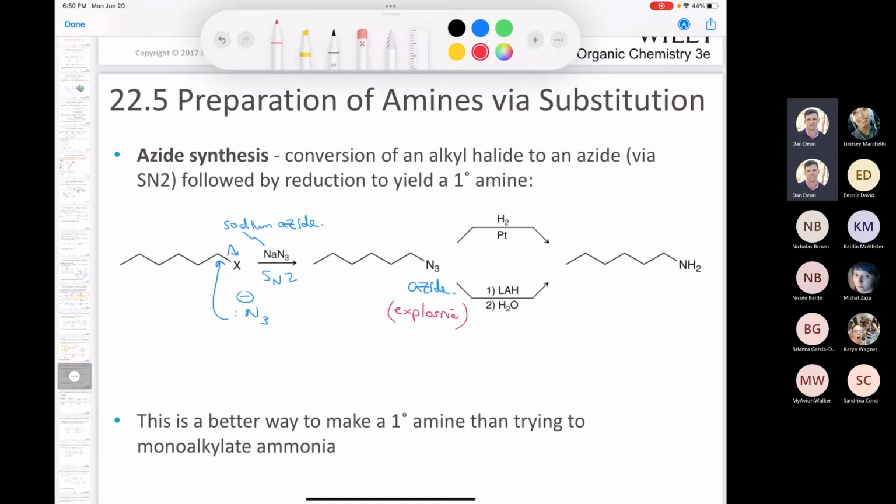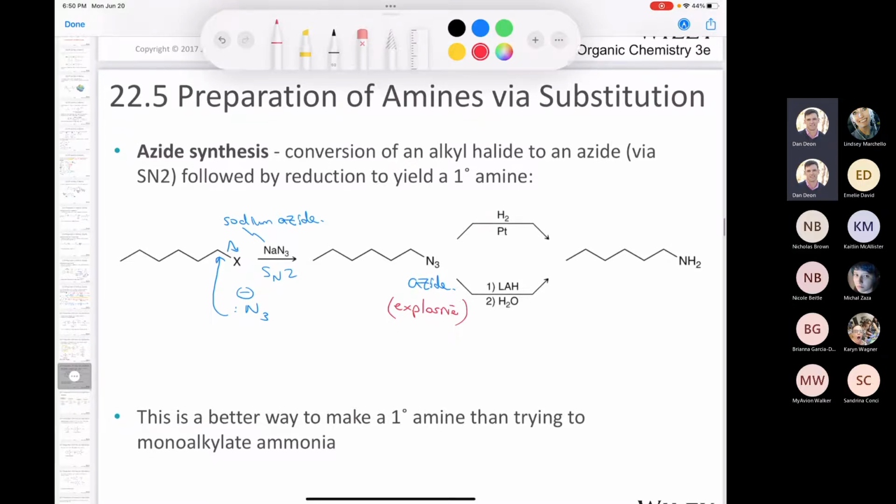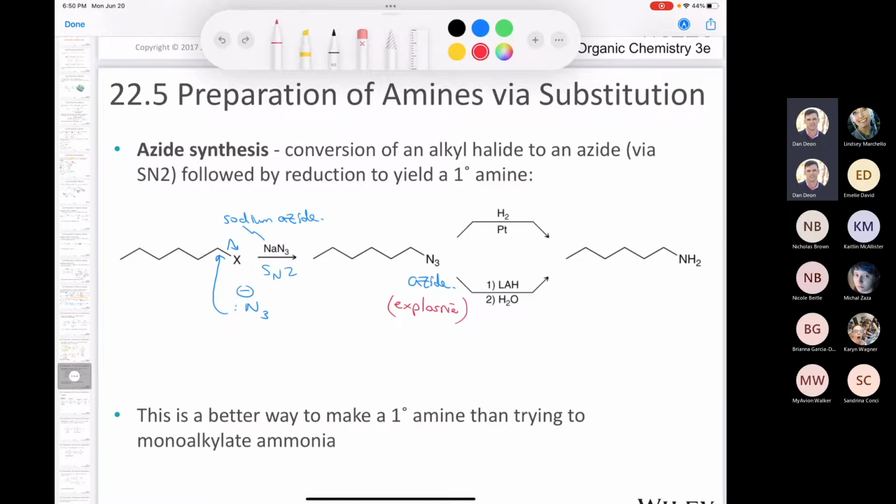So, not every azide is the safest thing to work with. And again, I'm not an azide expert, but I have seen people work with them, and I do know that they are explosive. So let's take a look at this mechanism and the reduction a little bit.